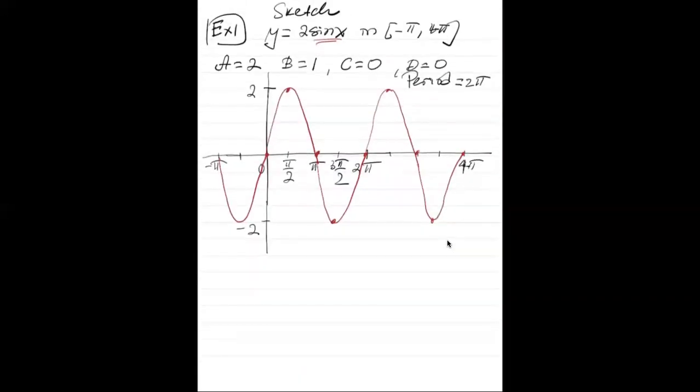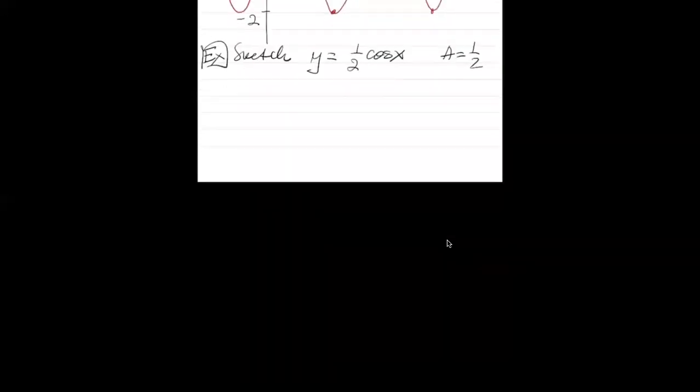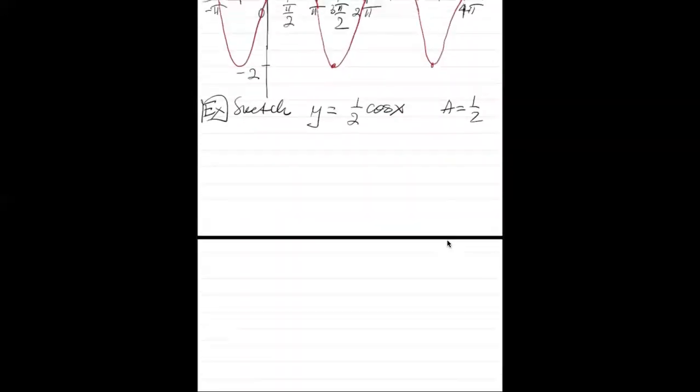All right, another example where we sketch this time y equals 1/2 cosine x. So the only difference is here that a is 1/2. So it's going to be shorter than our parent function. Everything else is the same. So the period remains 2 pi, no vertical, no horizontal shift.